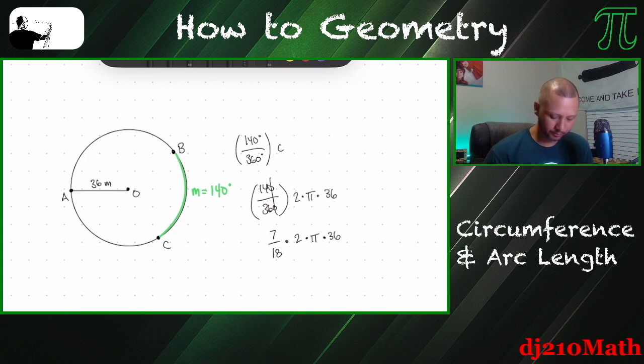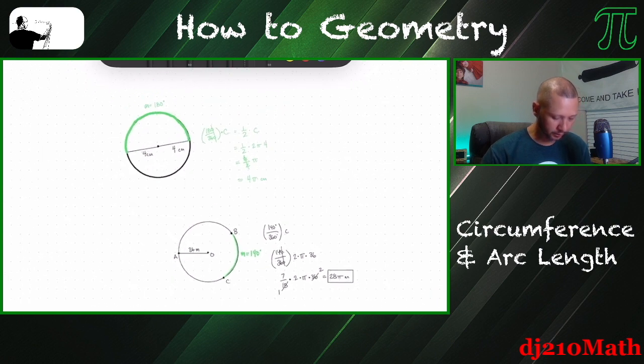We can reduce one more time. 18 and 36: 18 goes into 18 once, and 18 goes into 36 twice, because it's half. Then we get 7 times 2 times 2. 7 times 2 is 14, times 2 is 28. So 28 pi. Can't forget about the units, so this would be meters.